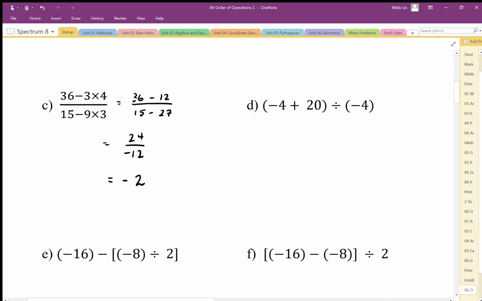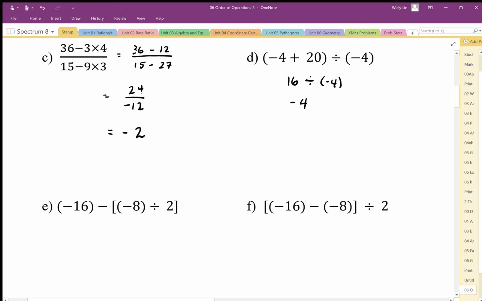Here, brackets first. So -4 plus 20. We get a 16. Divide by -4. And again, we want to make sure that we keep track of it. If we don't use that -4, that's the most important part to keep track of. Positive divided by negative is negative. 16 divided by 4 is 4.